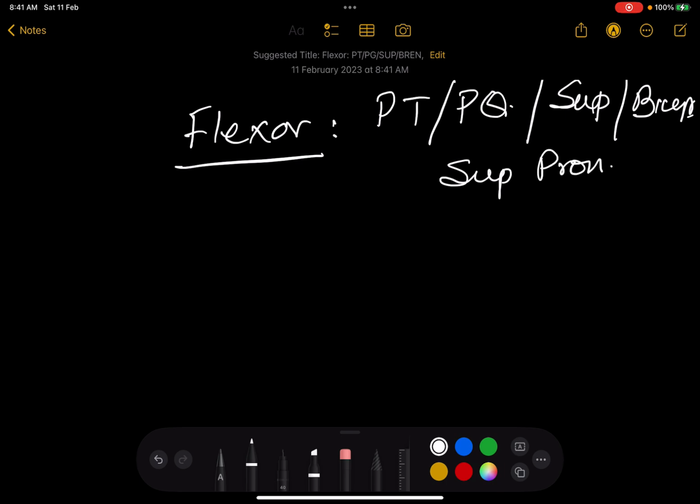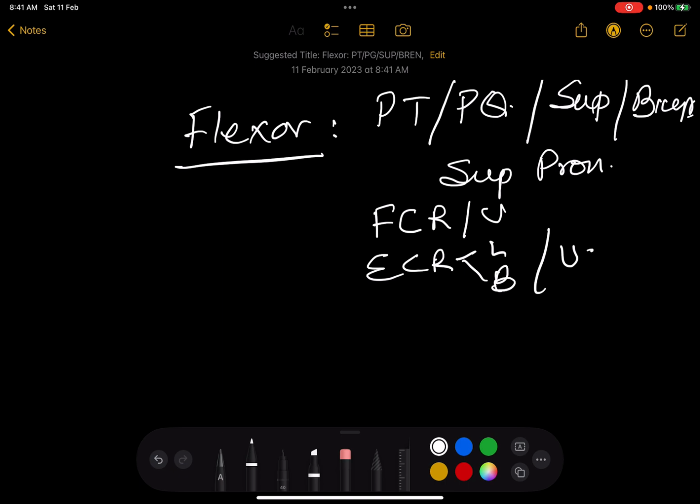Then you have the flexor carpi radialis and ulnaris, and extensor carpi radialis longus, brevis and ulnaris, acting on palmar flexion of wrist, dorsiflexion of wrist, radial deviation of wrist, and ulnar deviation.